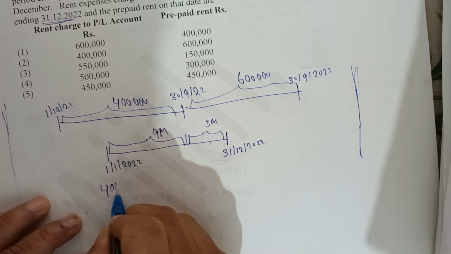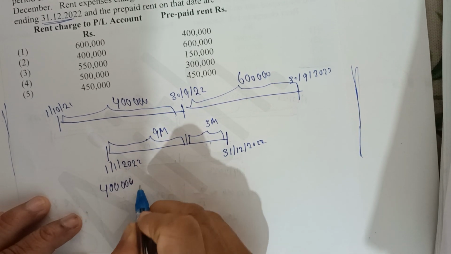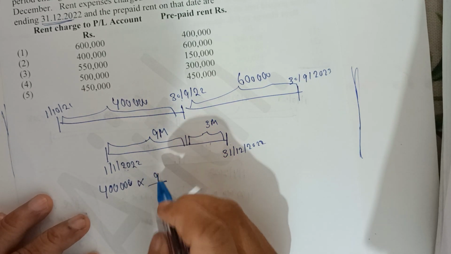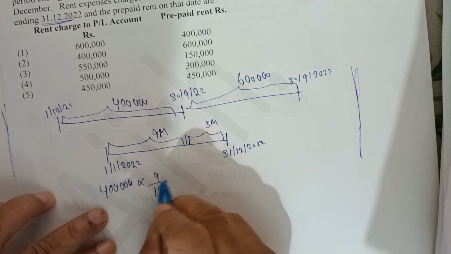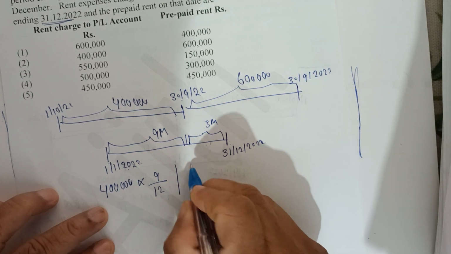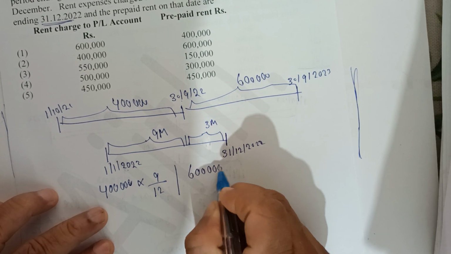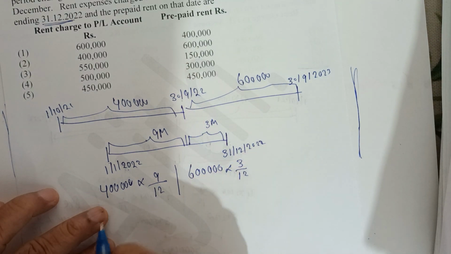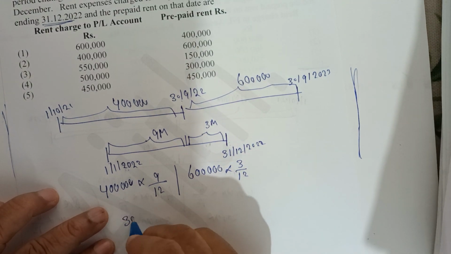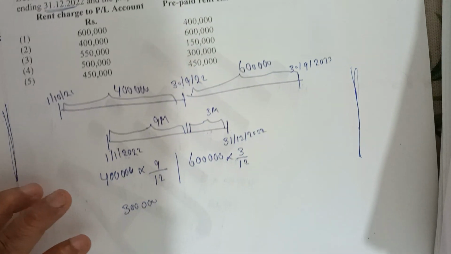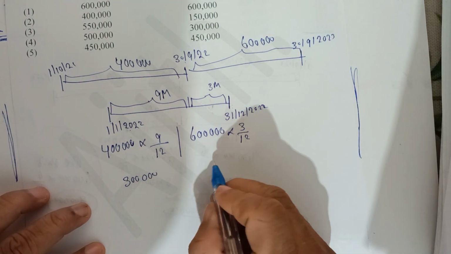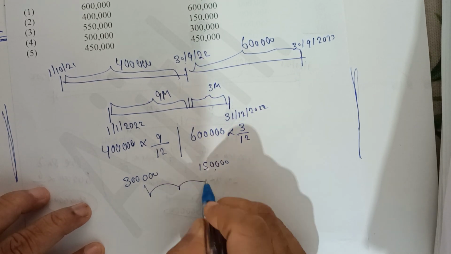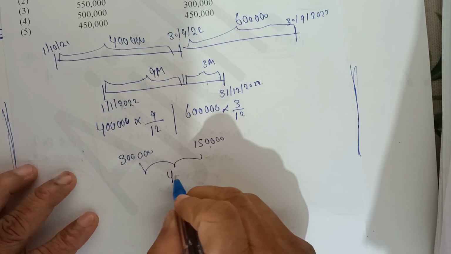Think: 400,000 for the first agreement is for a 12-month period, but relevant for this financial year only 9 months, so 9 over 12. As well, from the second agreement, 600,000 was paid for a 12-month period, relevant for this financial year only 3 months. Therefore, the expense here will be equal to 300,000 and here 150,000. Therefore, the expense should be considered 450,000.